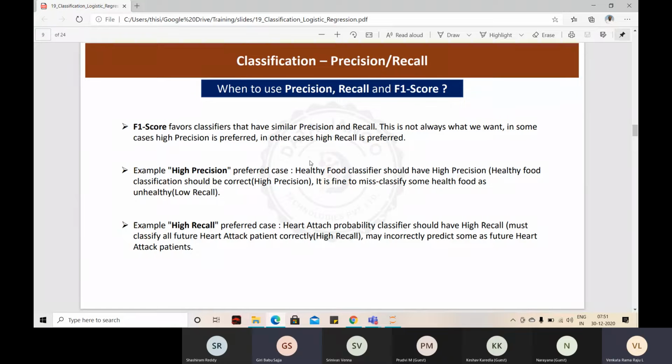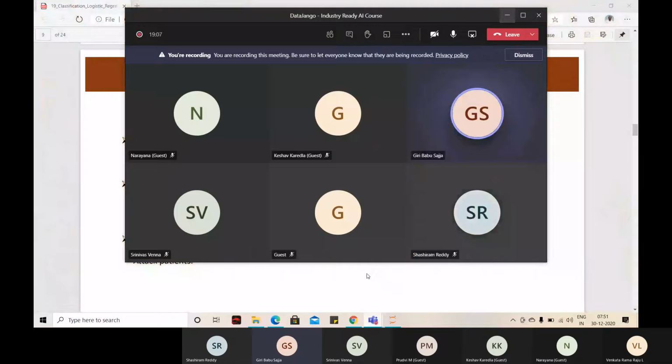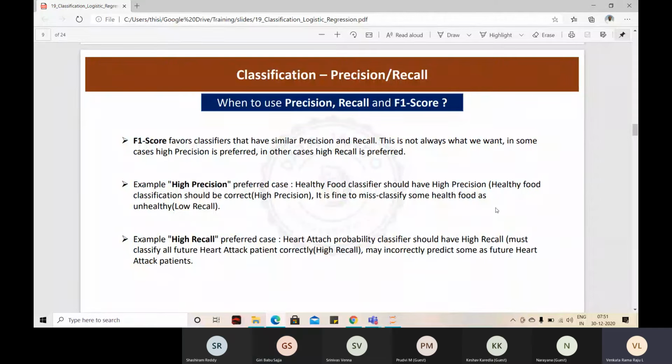You said F1 score favors classifiers. So are there multiple classifiers, or what is it referring to? That's what I said, right? You are trying to build a logistic regression model, SVM model, and a random forest model. 3 algorithms, 3 classifiers. One more thing: when you are doing k-fold cross validation on a single algorithm, you will have multiple classifiers using that single algorithm.